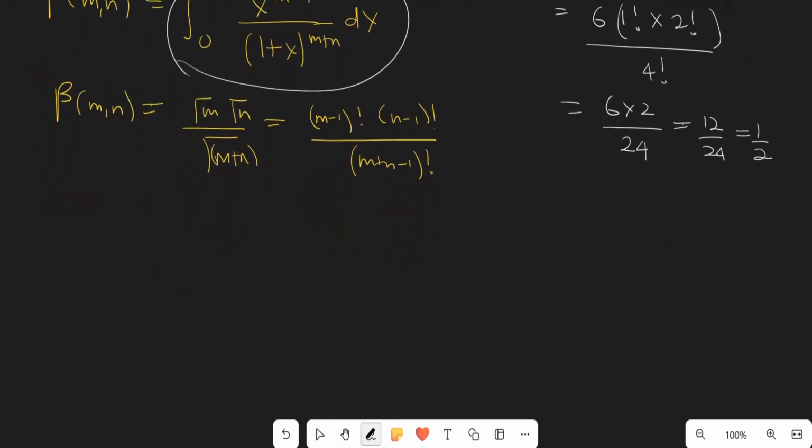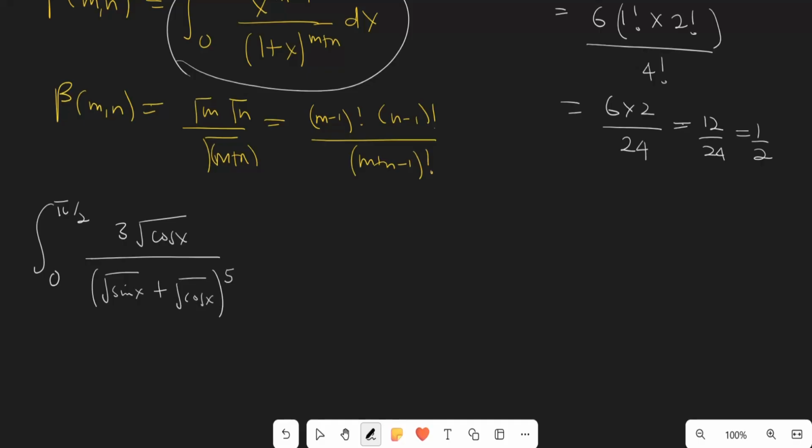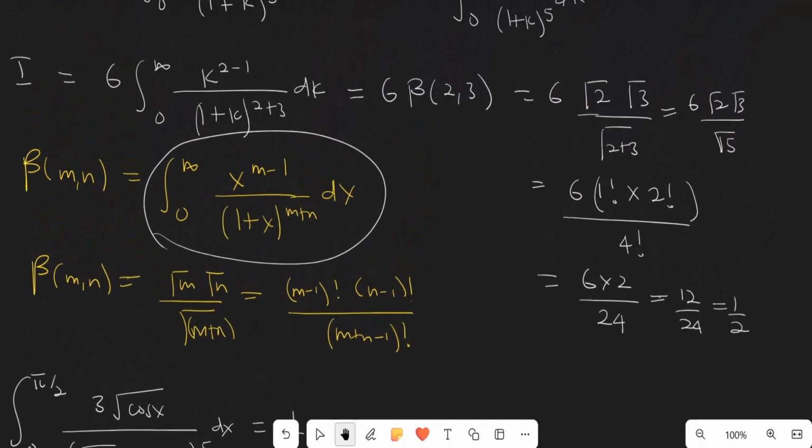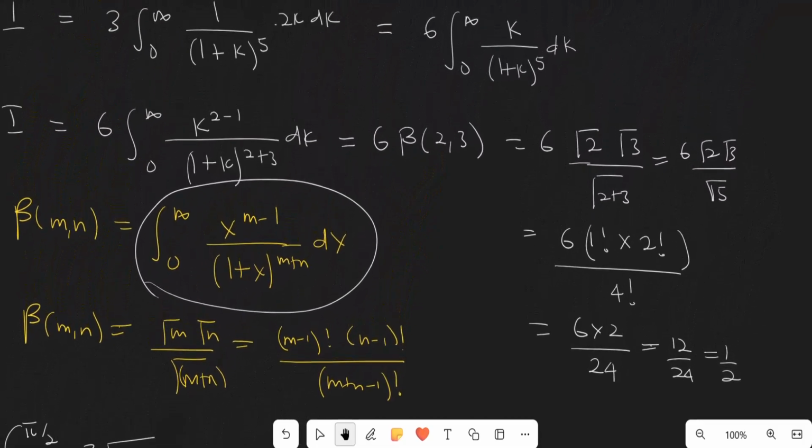Therefore, the integral from 0 to pi over 2 of 1 divided by the square root of sine of x plus the square root of cosine of x, all this raised to the power 5 dx, simplifies to just 1/2. This is by courtesy of the beta function and the gamma representation of the beta function. So this is how it can be simplified.